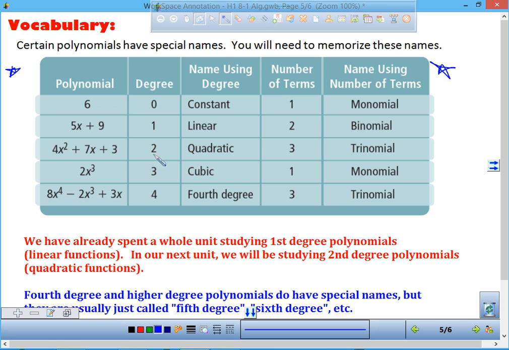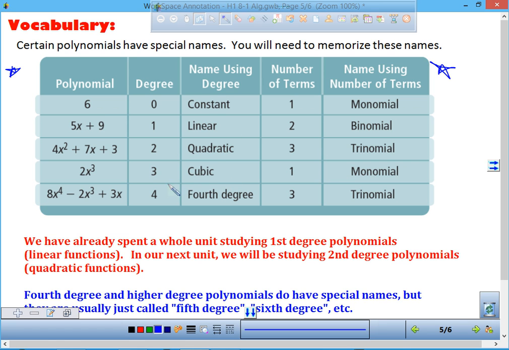If it has a degree of 2, which we're going to be working a lot with now coming up, okay, it's a quadratic. And since it has 3 terms, it's a trinomial. Okay, so a quadratic trinomial. A term or a degree of 3 is cubic, and it's a monomial because it has just 1 term. So it's a cubic monomial.